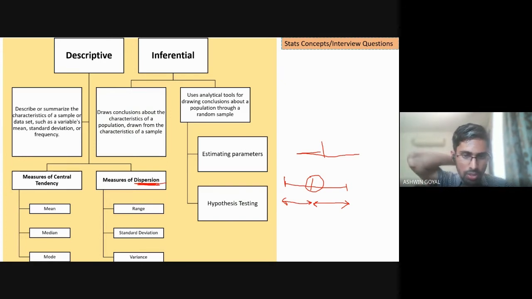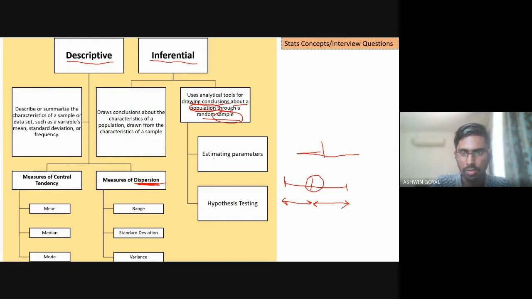So next is the second type of statistics, which is inferential statistics, right? This basically tries to draw conclusions. Now, descriptive is we are describing the data, and inferential is when we are trying to derive inferences or conclusions from the data, right? And inferential statistics uses analytical tools for drawing conclusions about a population through a random sample. Now, what is this population term and what is this sample term? I'll come to that in just a bit.